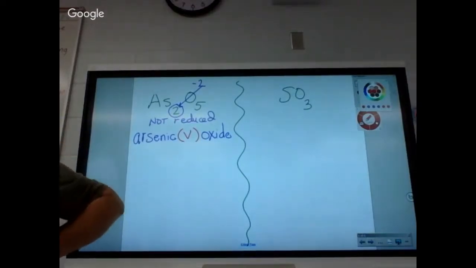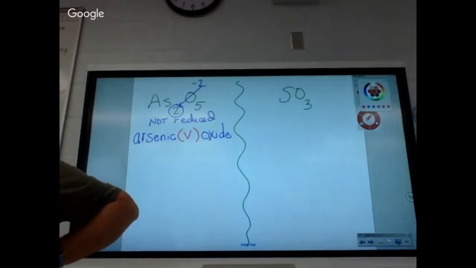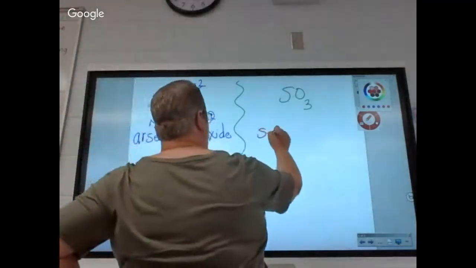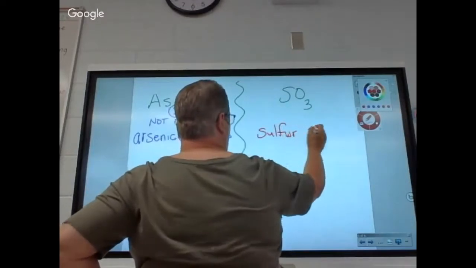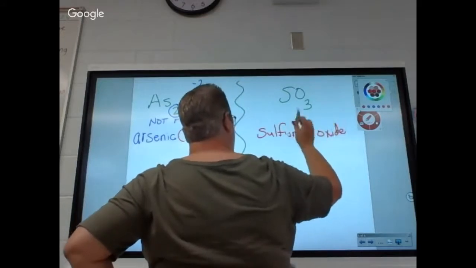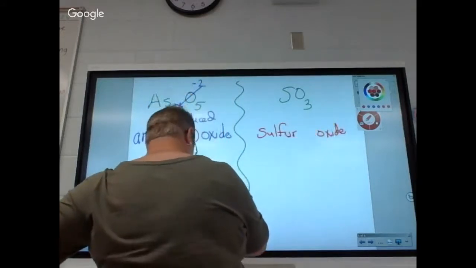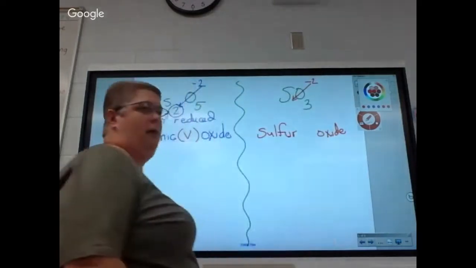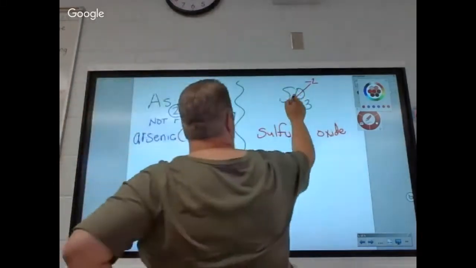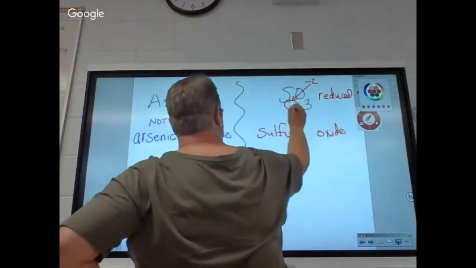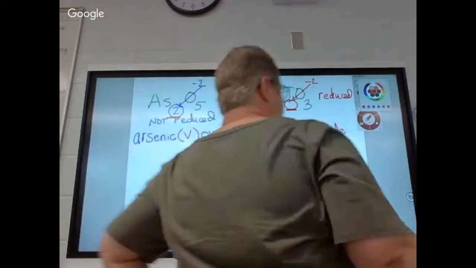All right, so look at SO3. Is it different? Let's try naming it. What's S? Sulfur. All right, what's O? And after you do oxide, you've got to figure out, was it reduced? So what's oxygen's oxidation number? It should be right here. Is it right there? So was it reduced? So this is one that was reduced. Do you see the difference between the way this formula is written and that formula is written?